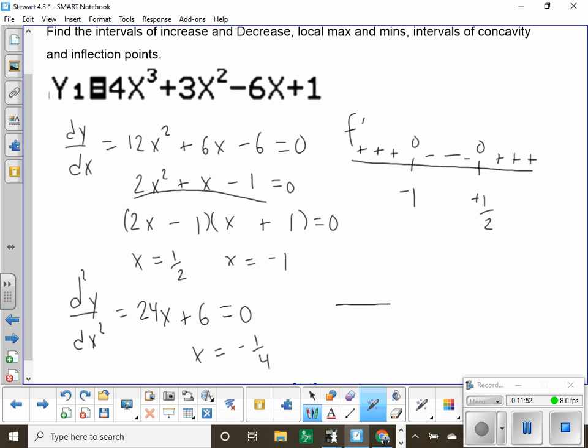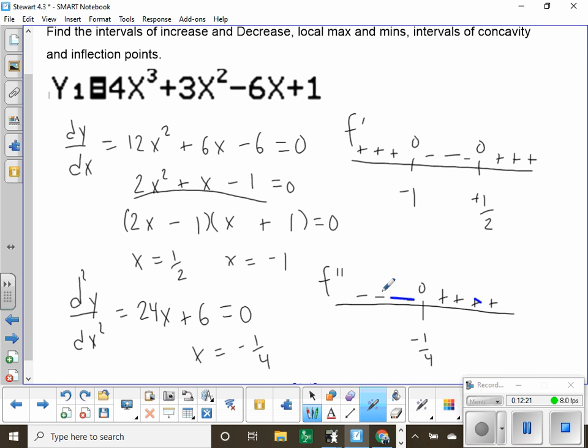Now I'm going to do the sign chart for the second derivative. So we have the second derivative, and then we have -1/4, which makes it 0. If I put a big positive number into the second derivative, it would be positive, and it'd be negative over here.